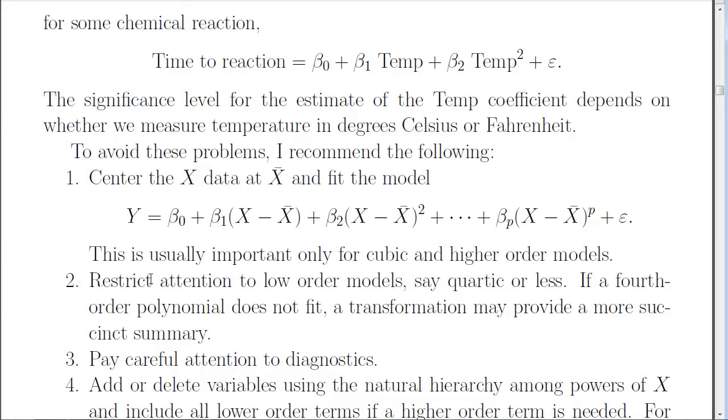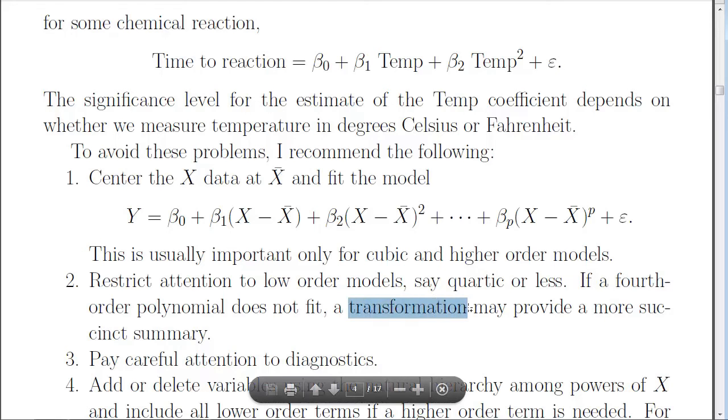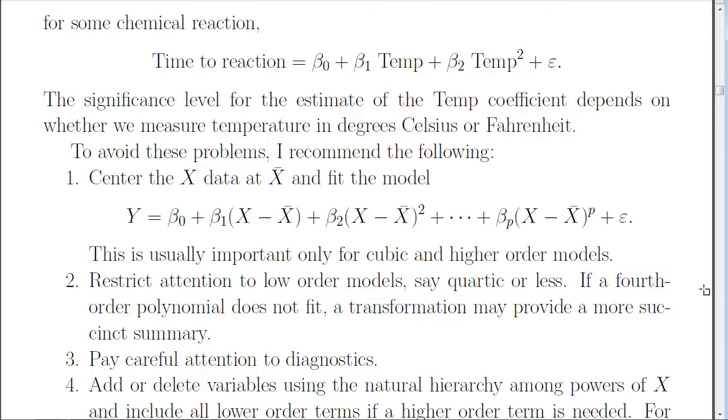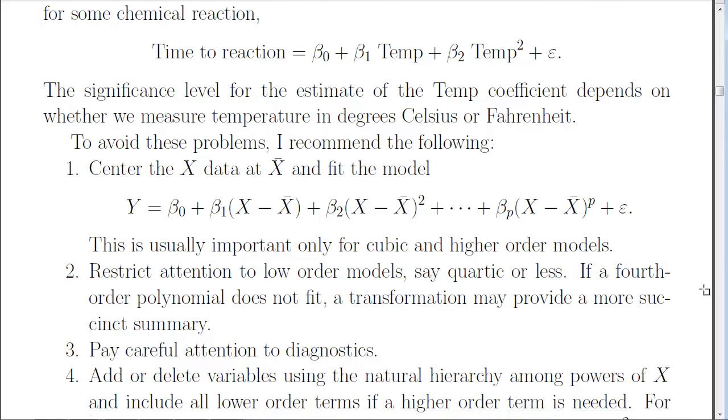I recommend restricting your attention when you do polynomials to fairly low order models. Typically if you've got a little bit of a curvature, you can do a quadratic model. Just include an x squared in there, and that is enough. A cubic model, and certainly a quartic model, is getting a little bit crazy, in my opinion. And if you're not fitting the data with a fourth order model, if you've got too many wiggles, then I would consider a transformation, or think more carefully about what's actually describing the pattern in the data.